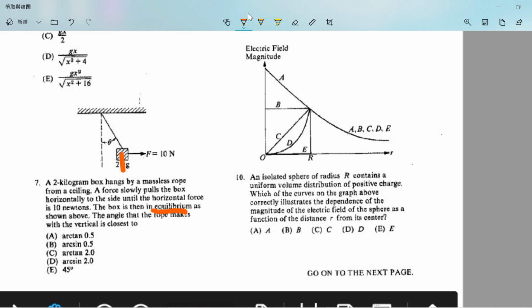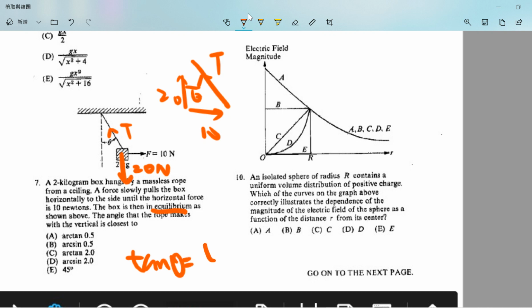You know that there is the weight, which is 20 newtons, and this is T. They form a triangle with 10 and 20, and this is theta. So tangent theta is 10 over 20, which is 0.5. So theta is arctangent 0.5. The answer is A.